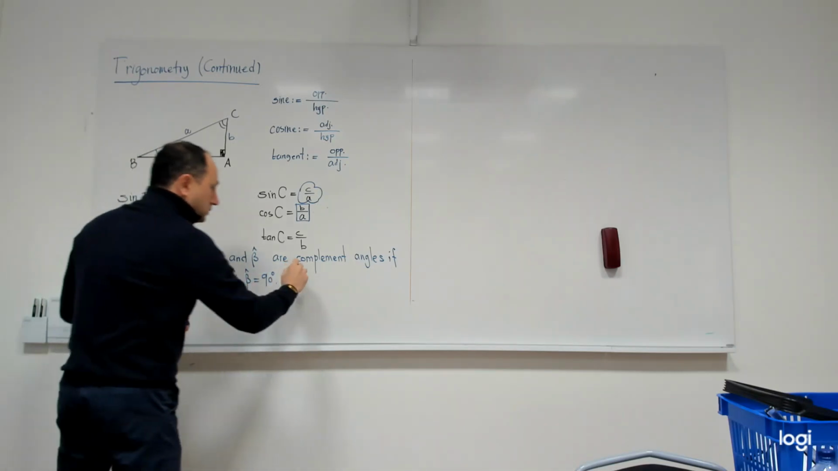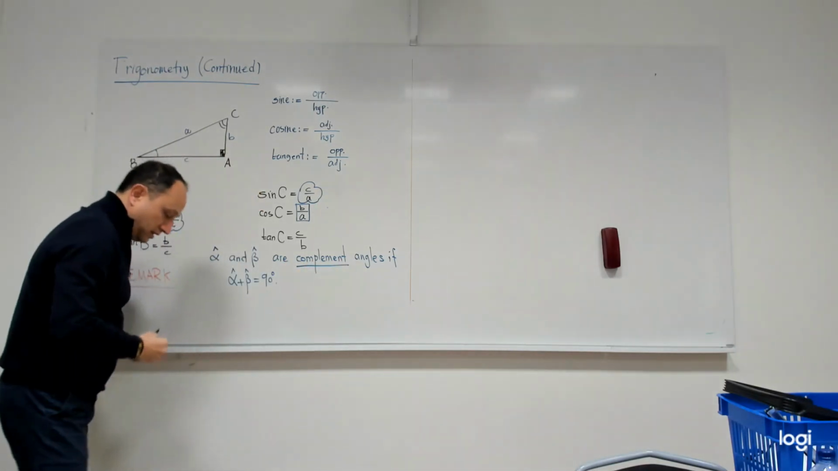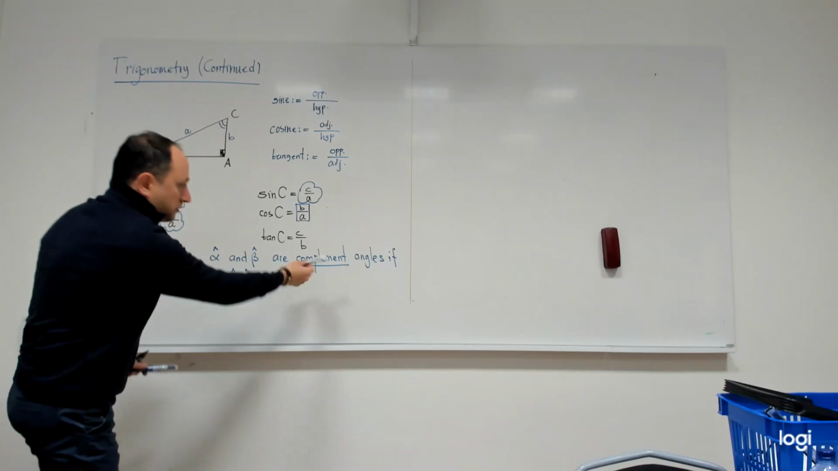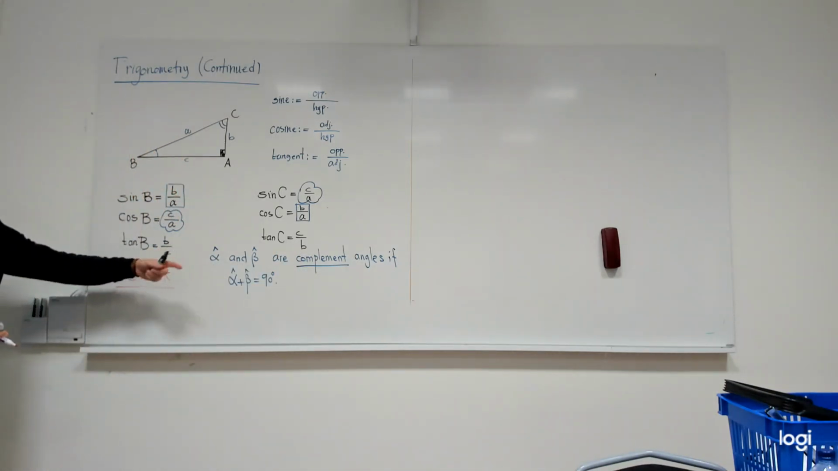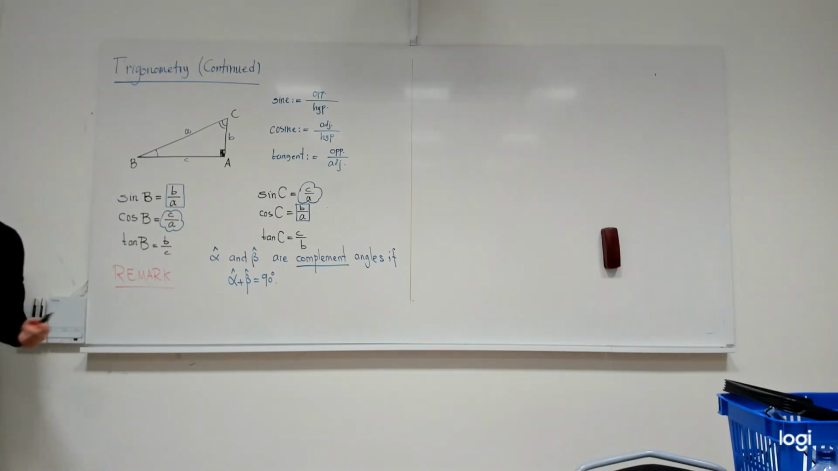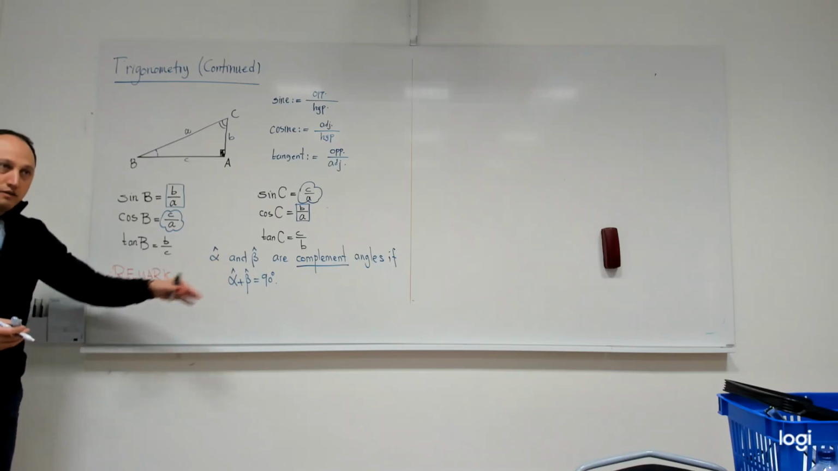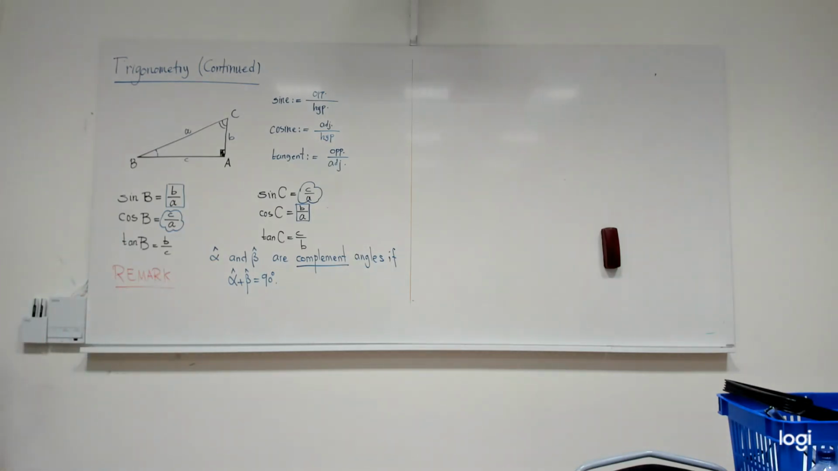So remember this word, okay? This word might have different meanings in English, but when it comes to angles, complement angles are the angles whose sum is equal to 90. For example, 15 degrees and 75 degrees is a pair of complement angles. Why? Because 15 plus 75 is 90. Yes?